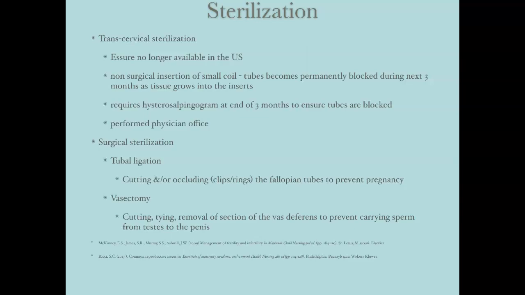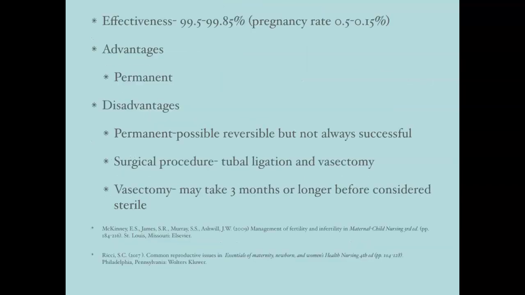Vasectomy is for the guys, and that's an office procedure, but it's still a surgical type procedure. It's the cutting, tying, and removal of a section of the vas deferens to keep sperm from leaving the testes and entering the penis. Effectiveness of these is 99.85 to 99.9%. There's a very small pregnancy rate. So I always tell women, if you ever think you're pregnant, just because you had your tubes tied, always get that evaluated, because there can be a small pregnancy rate.